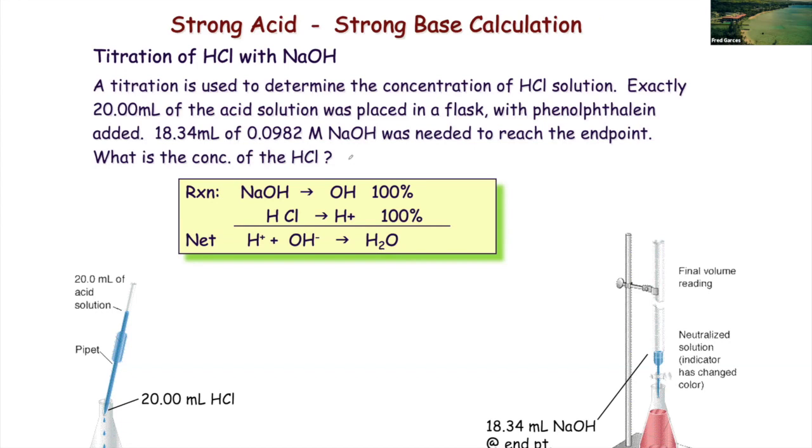If you look at this problem, we won't solve it, but I just want to familiarize you with the language we use in a titration. It says a titration is used to determine the concentration of HCl. That means HCl is your analyte, okay? Because a titration is used to determine the concentration. You're analyzing HCl. Exactly 20 milliliters of the acid, so in here you have 20 milliliters of that analyte, is placed in a flask with phenolphthalein added.